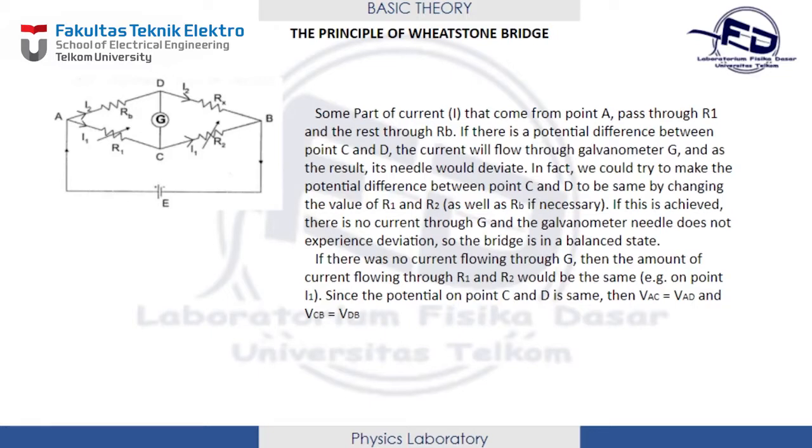If this is achieved, there is no current through G and the galvanometer needle does not experience deviation. So the bridge is in a balanced state. If there is no current flowing through G, then the amount of current flowing through R1 and R2 would be the same, as we can see at the point I1. Since the potential at points C and D is the same, then VAC equals VAD and VCB equals VDB.